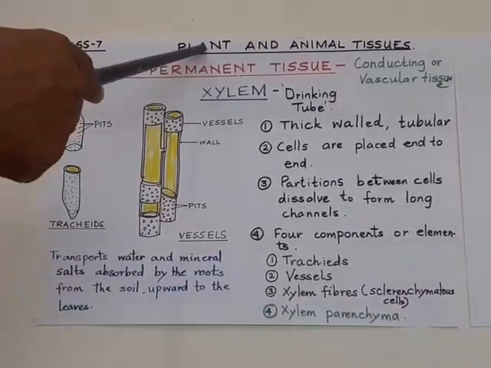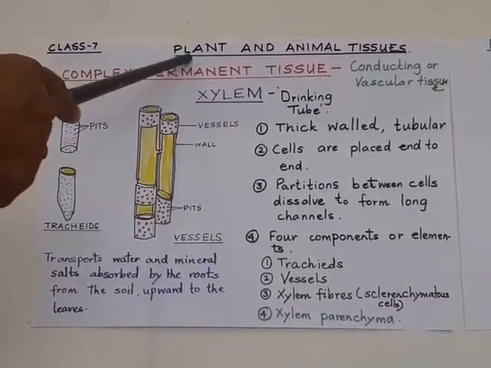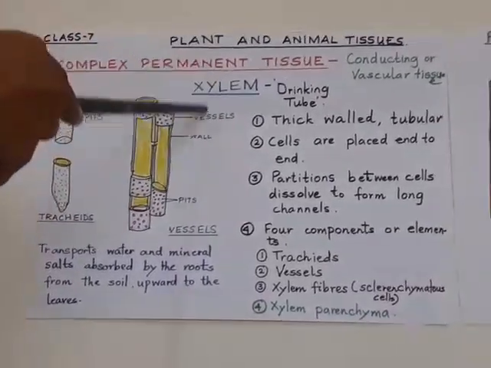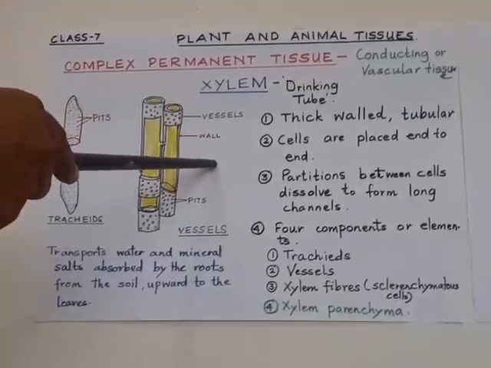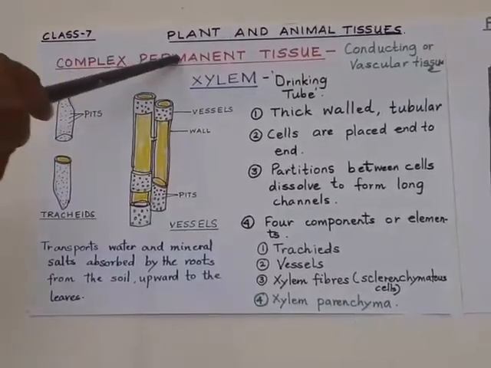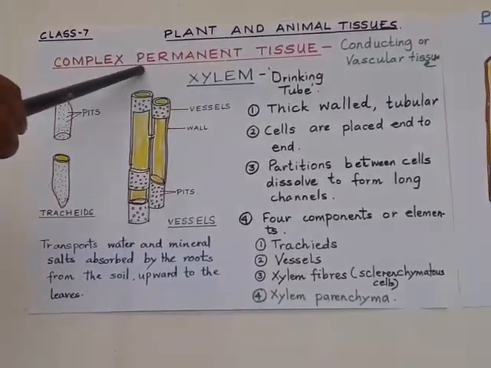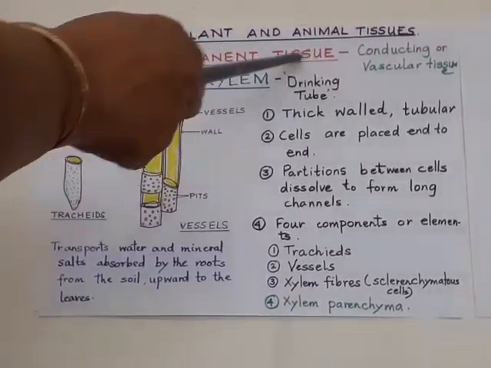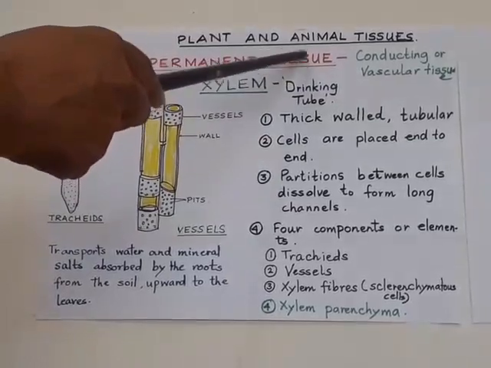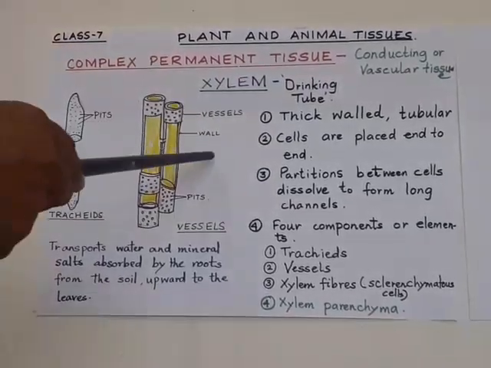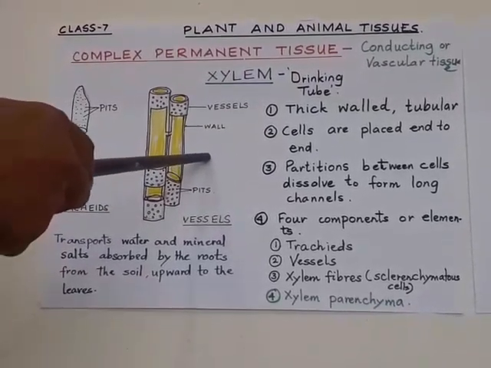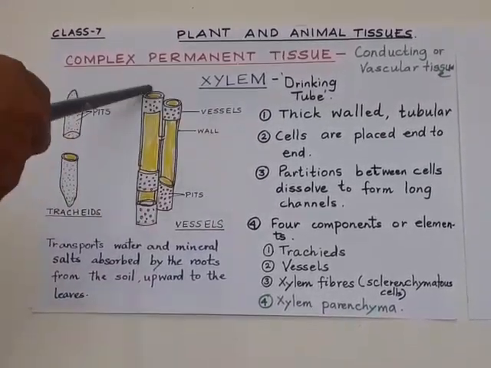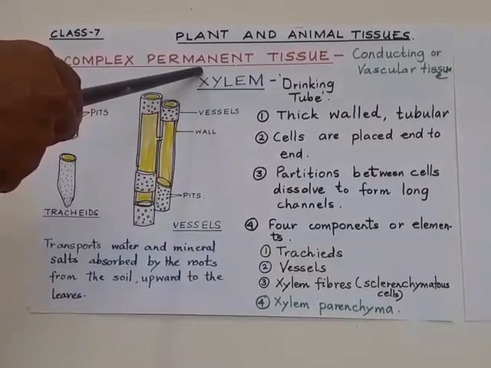Today's video is for class 7, the chapter Plant and Animal Tissues, but today we will be doing the last part of the plant tissue, which is the complex permanent tissue. Now why is this called or known as complex permanent tissue? Because this tissue is formed of cells, and the cells are not of the same types. There are different cells which together constitute the permanent tissue.